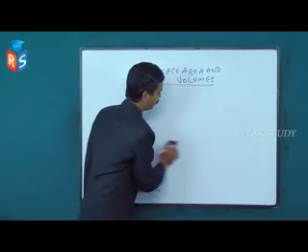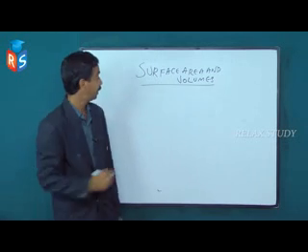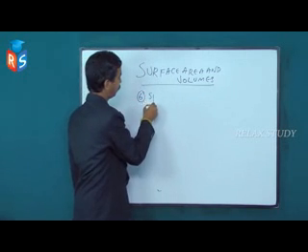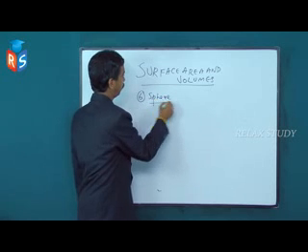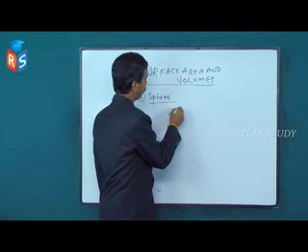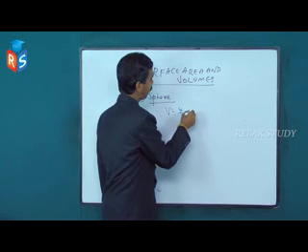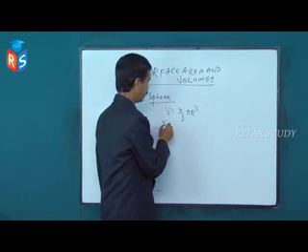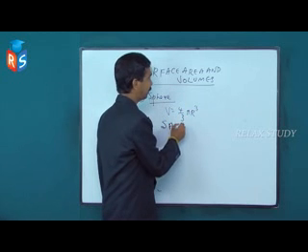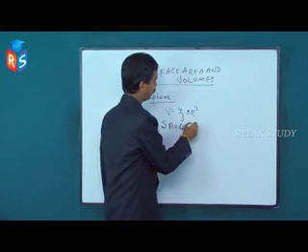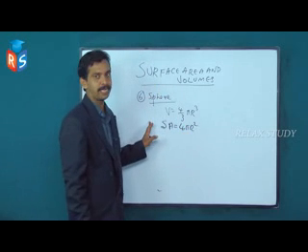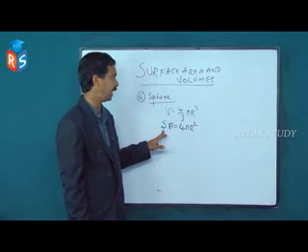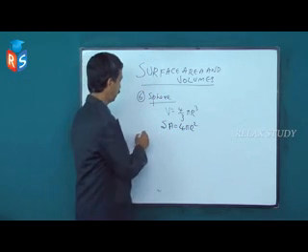Next one, sphere. Its volume is 4 by 3 pi r cube, where r is the radius. Then surface area. Surface area equals 4 pi r square. Volume of sphere is 4 by 3 pi r cube and surface area is 4 pi r square.